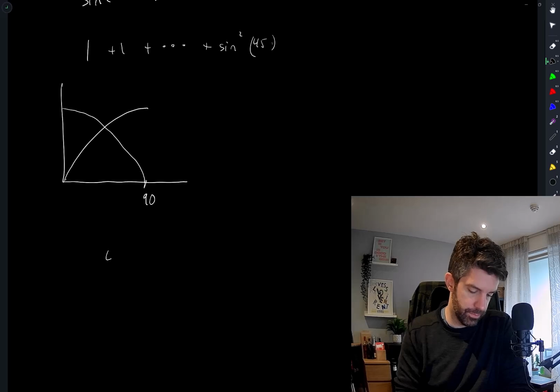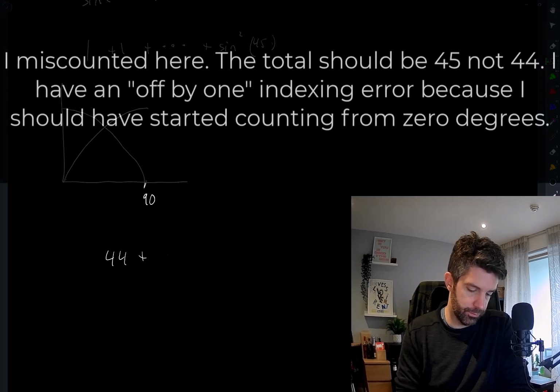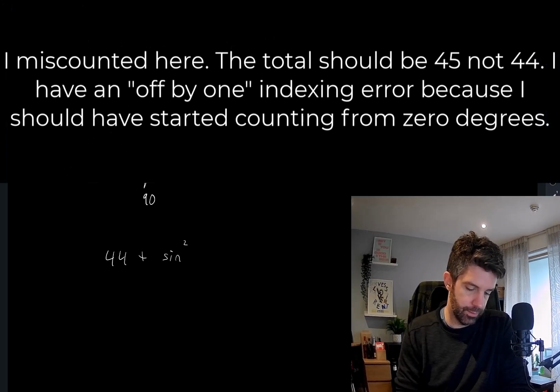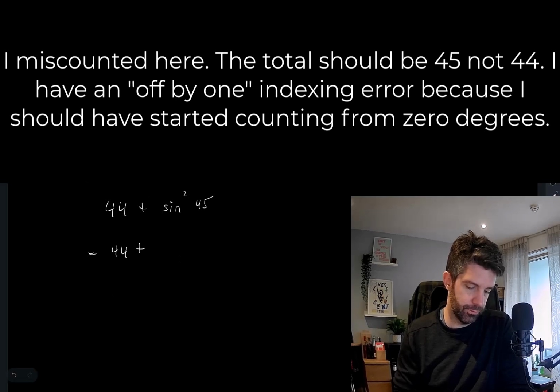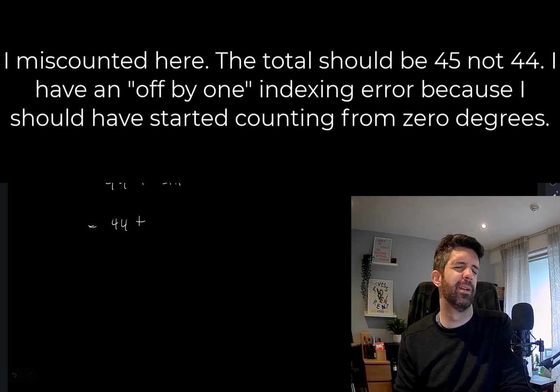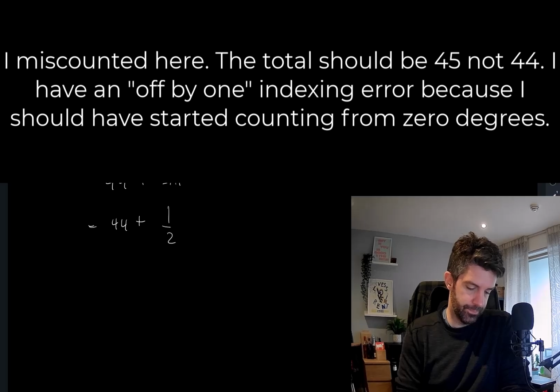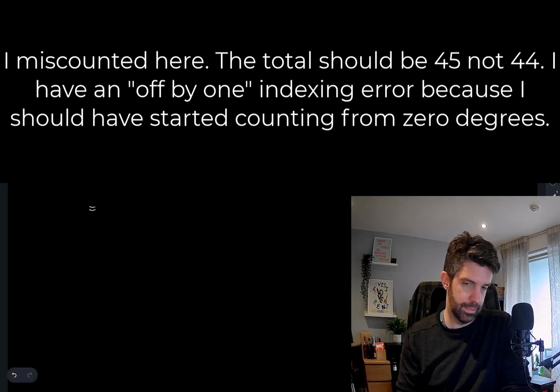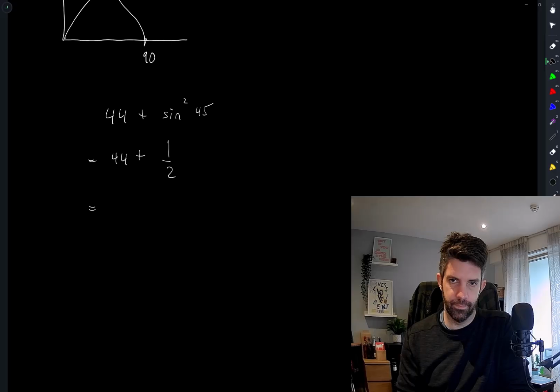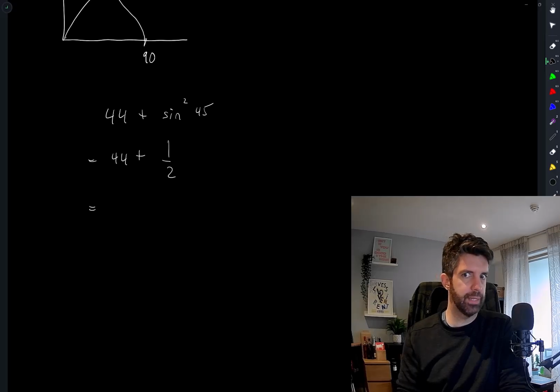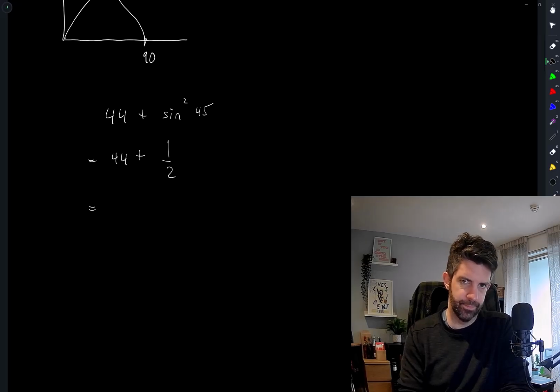So this should be 44 plus sine squared of 45, which is 44 plus sine squared of pi over 4. Sine of pi over 4 is 1 over root 2, so this should be 1 over 2. So, oh my goodness, and they're even writing the answers as improper, or what do you call these, mixed fractions?